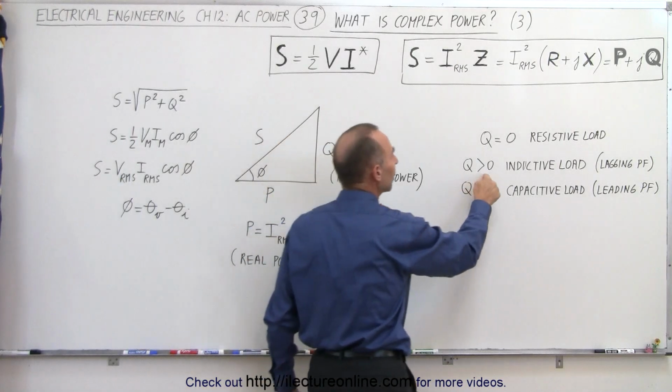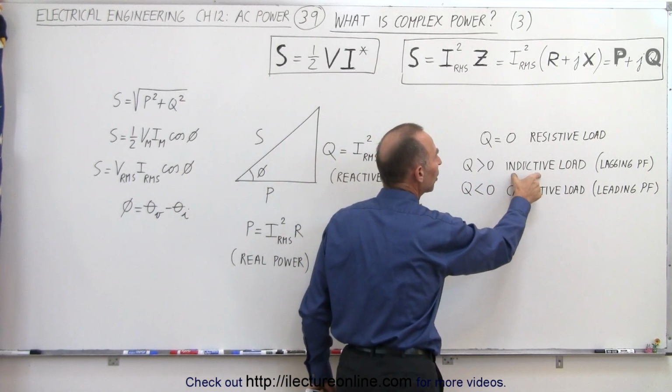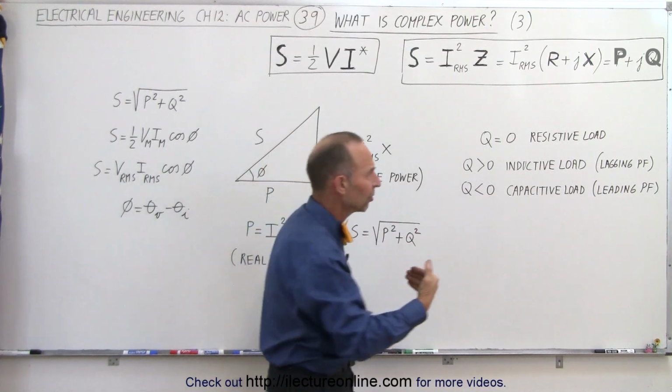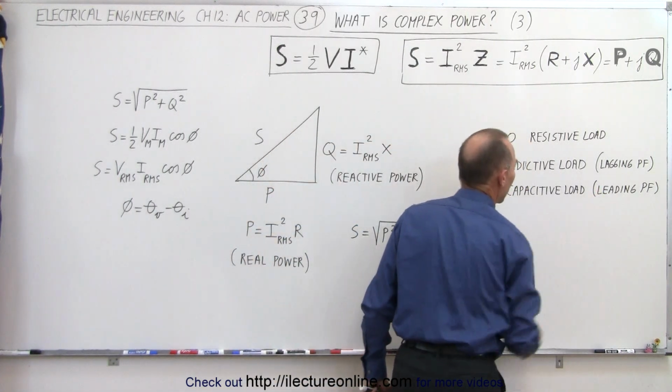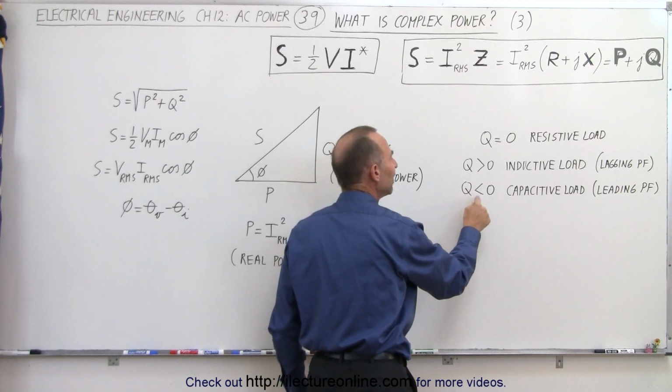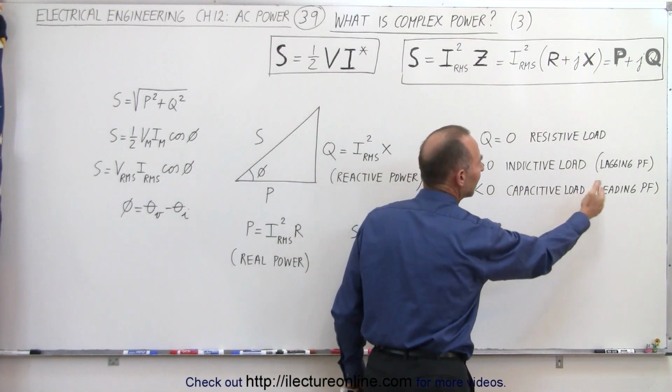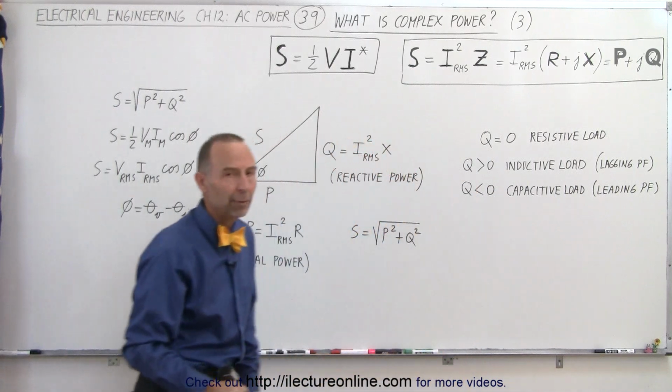If Q is greater than 0, then we have what we call an inductive load. Then the voltage leads, the current lags, and therefore we have a lagging power factor. And if Q is negative, less than 0, then we have a capacitive load, and then we have what we call a leading power factor.